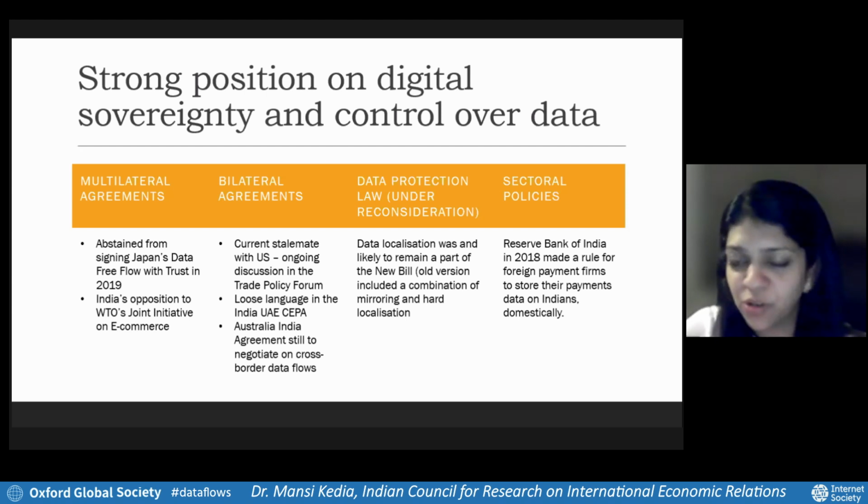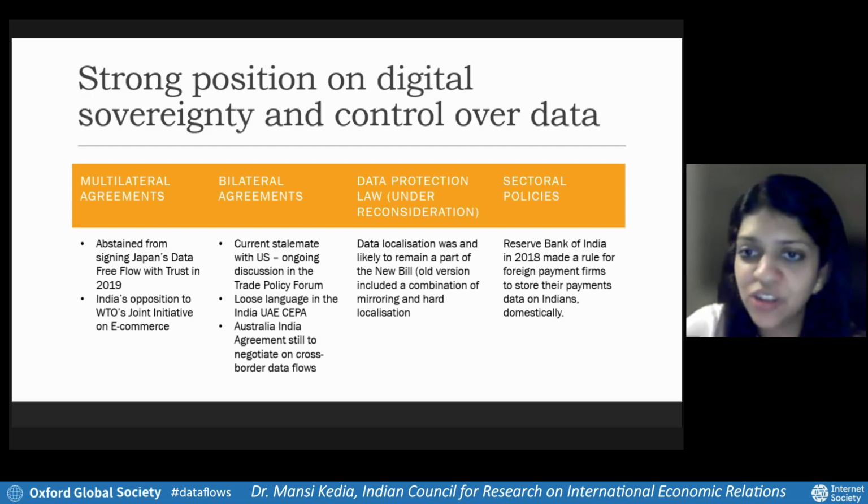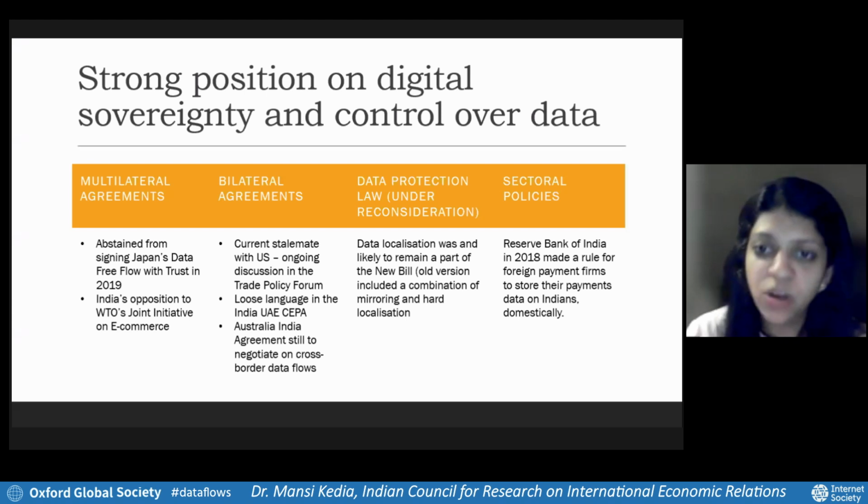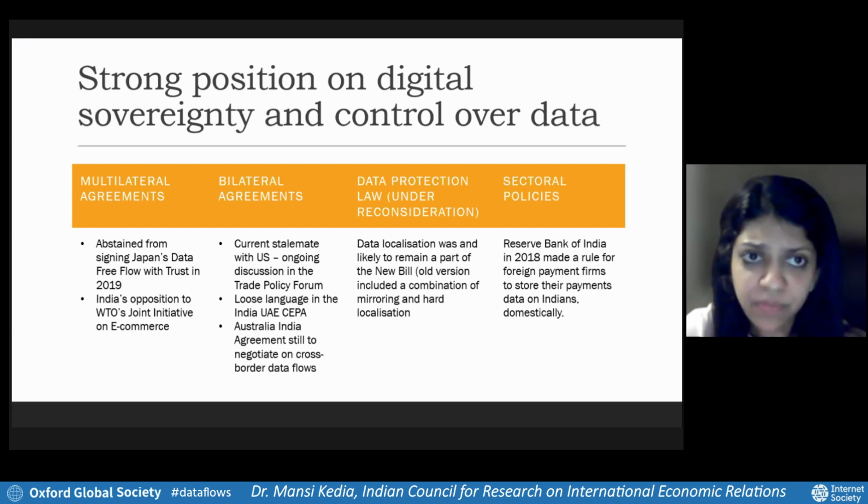There are also a ton of sectoral policies, and you saw in the previous slide that we have probably the second highest number of localization restrictions, and it began with the Reserve Bank of India in 2018. It began much earlier when telecom companies were required to store data on subscribers and several other mandated security transactions to hold data. But in 2018, the Reserve Bank started this whole process of bringing financial services data transactions into domestic jurisdiction. So all of these establish that India is not wanting to yet give up on holding a very strong position on digital sovereignty and having more control over the data.